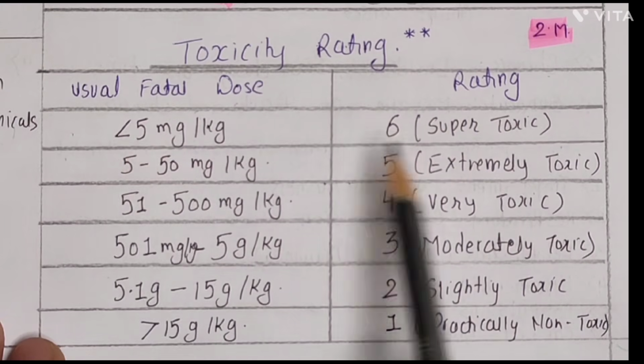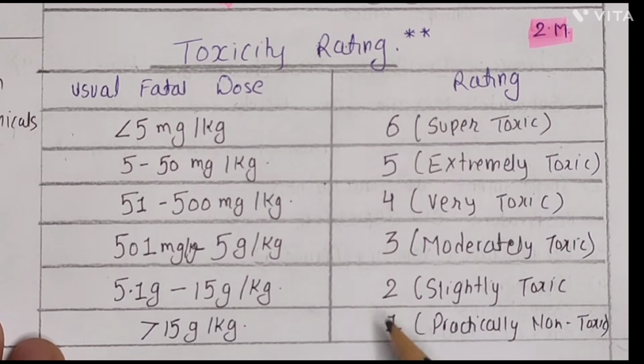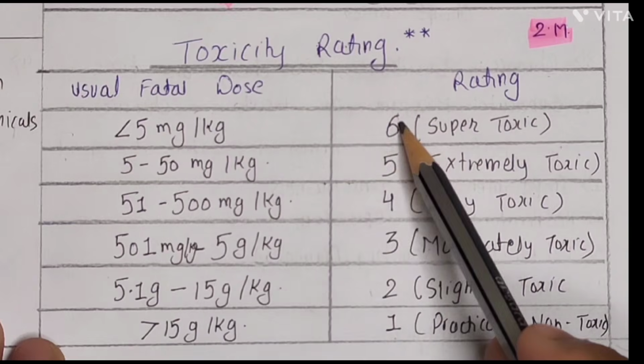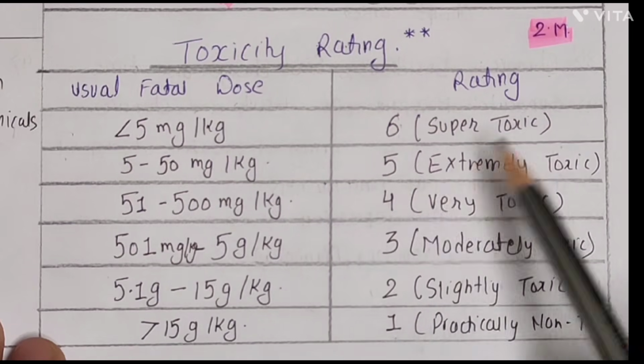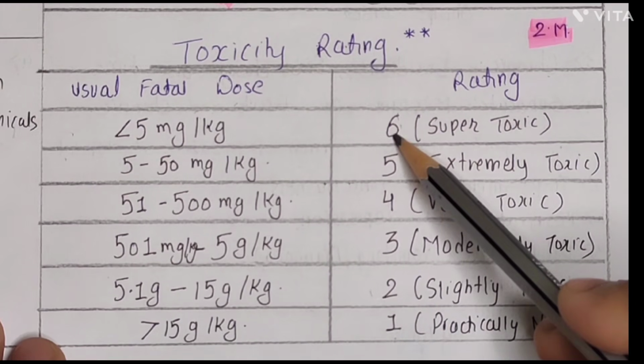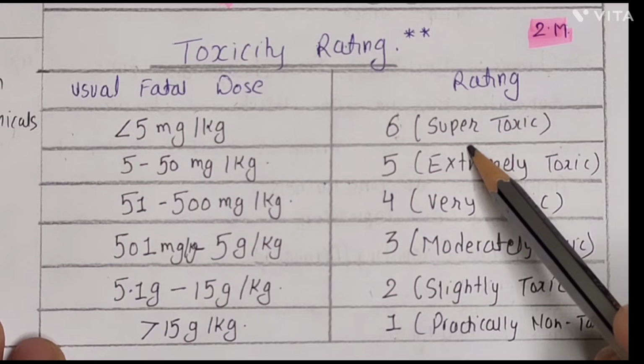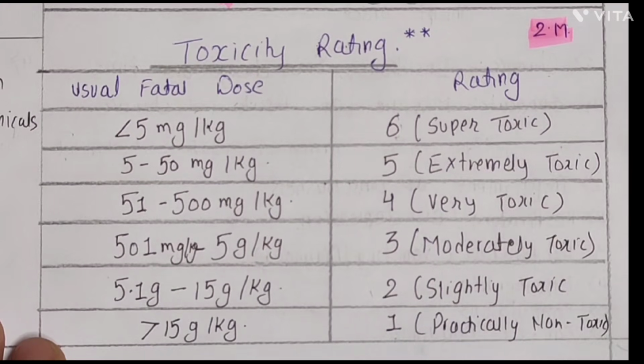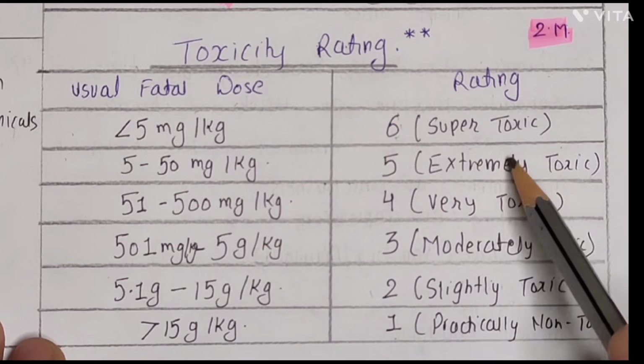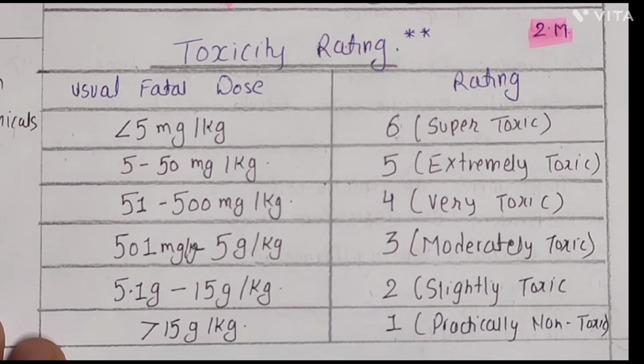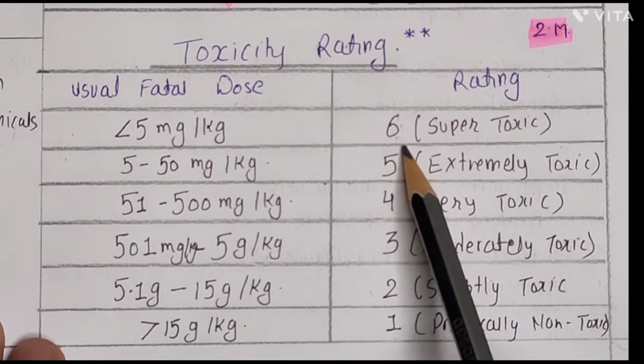These are the super toxic foods, and here there is a rating from 1 to 6. The higher the rating, the more poisonous the substance is. So if there is a 6 rating, then this is super toxic. Super toxic means above toxic, extremely toxic. After that comes super toxic. Super toxic, what does it mean?